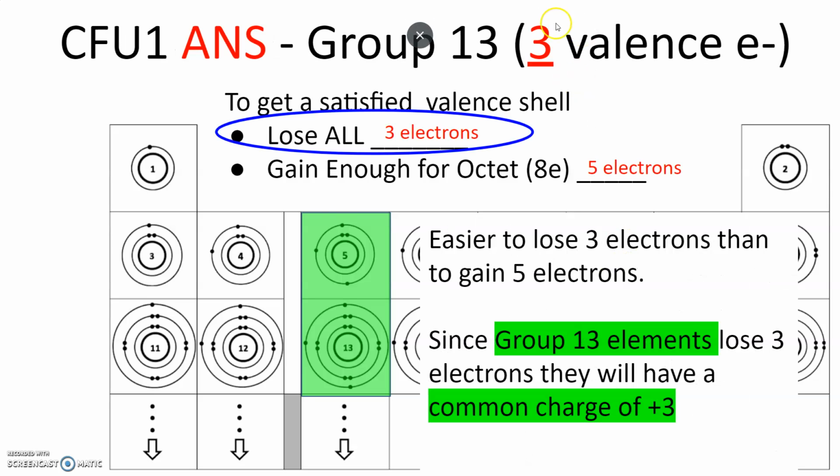All right, so group 13 has 3 valence electrons, 1, 2, 3. It can either lose all 3 or gain enough to get to 8. That would be gaining 5 more. The easiest thing for it to do is to lose the 3, since that's the smallest number. And if it's going to lose electrons, it's going to have a positive charge. So it would have a +3 common charge. Group 13 elements have a +3 common charge.